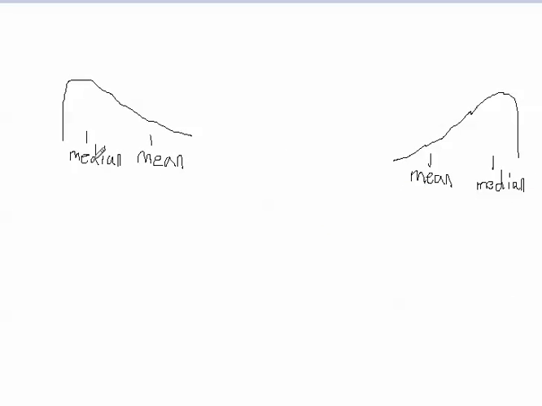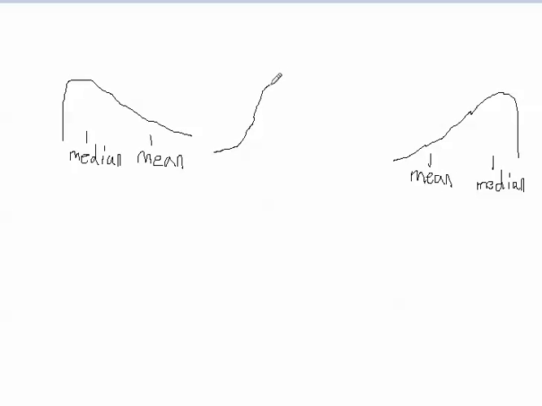So you can just think of it as the mean being pulled in the direction of the skewness. If it's skewed to the right, the mean is pulled toward the right end, and then the mean is to the right of the median. If the data is skewed to the left, then the mean is pulled toward the left end, and the mean is on the left side of the median. I think that's a good way to remember it.